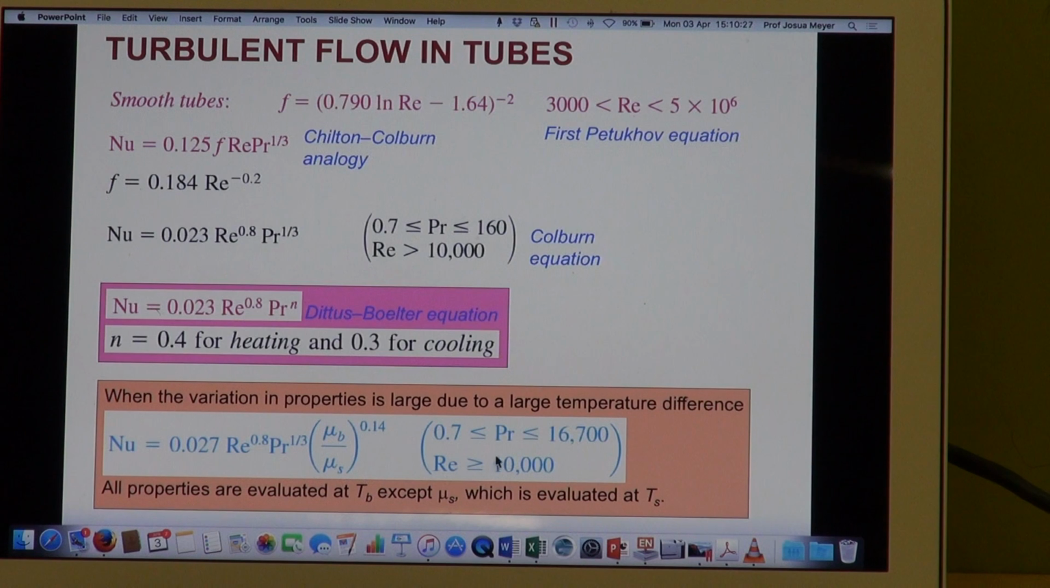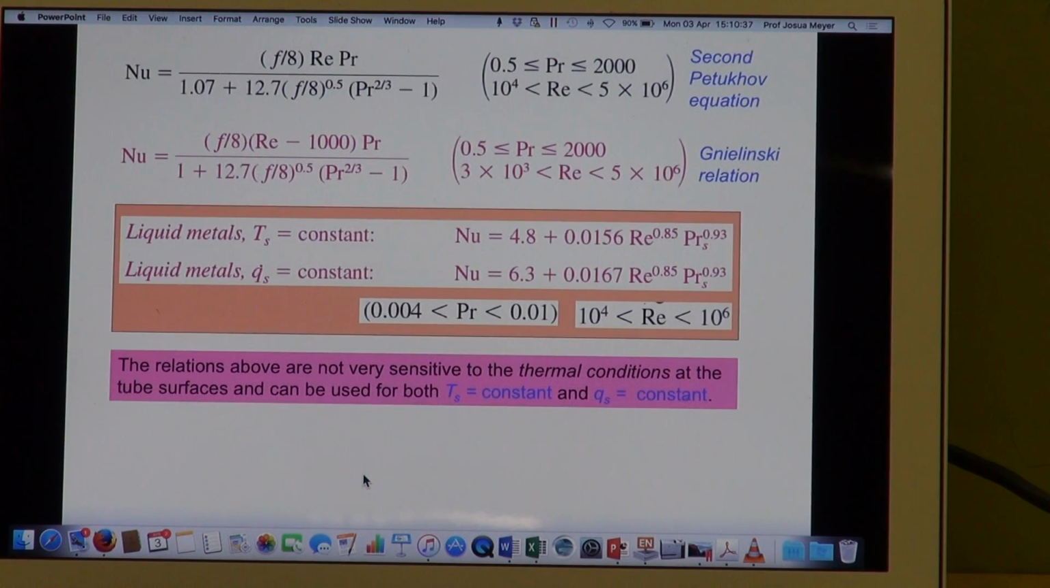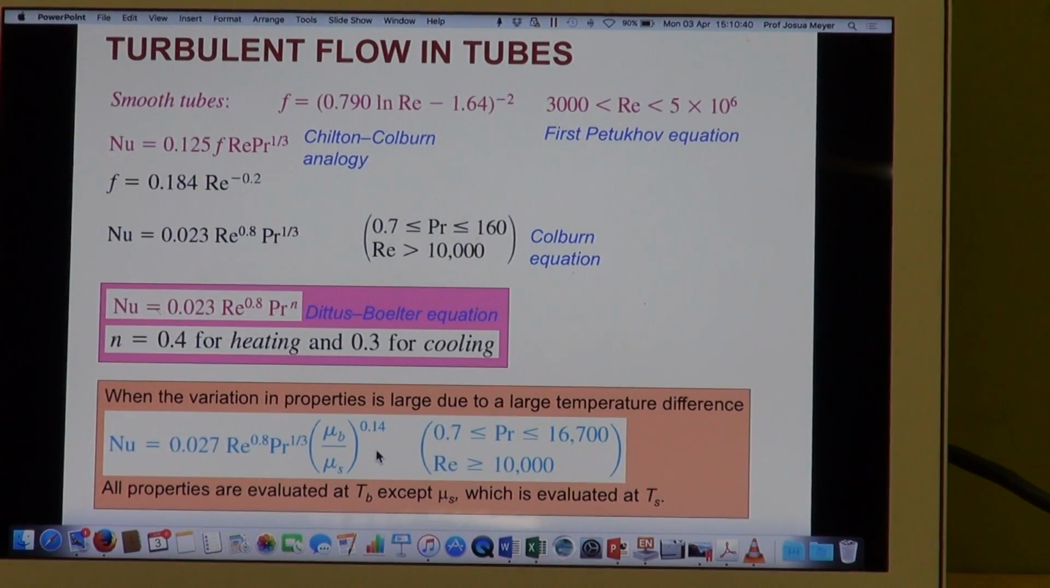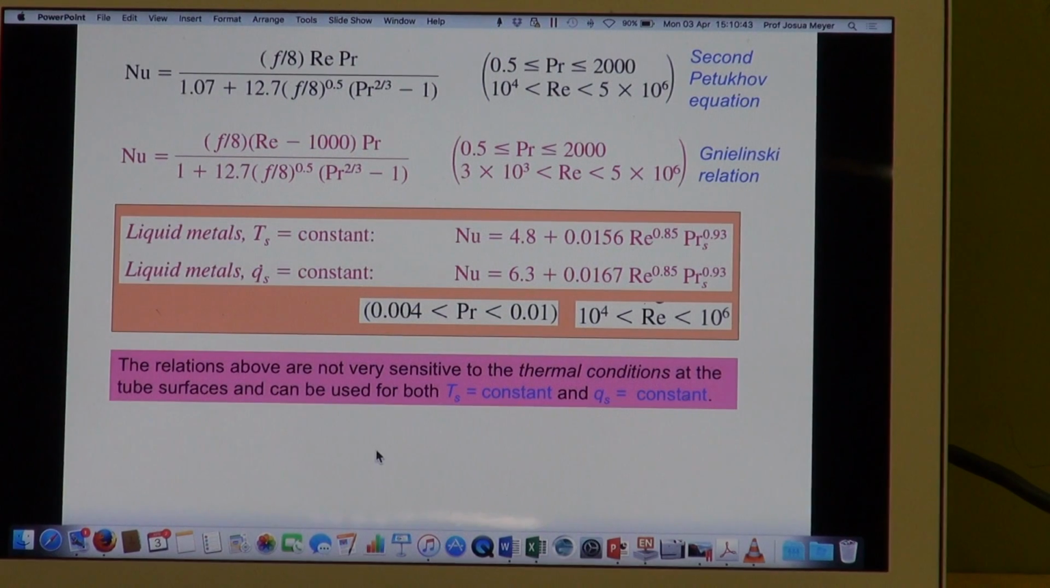And then an equation, if there's large variation in the properties, there you can see what I've referred to you previously, the viscosity at the bulk and the viscosity at the surface. Okay? And then there's also an equation which is called the second Petukhov equation, and then lastly the Gnielinski equation. And then there are also equations for liquid metals, for a constant wall temperature and for a constant heat flux. Okay. Those are all for the turbulent flow regime.